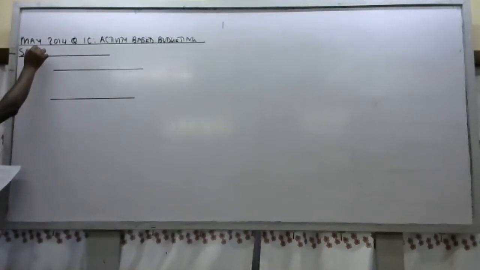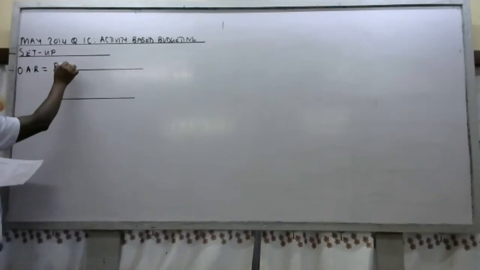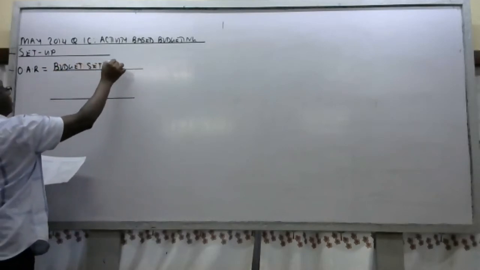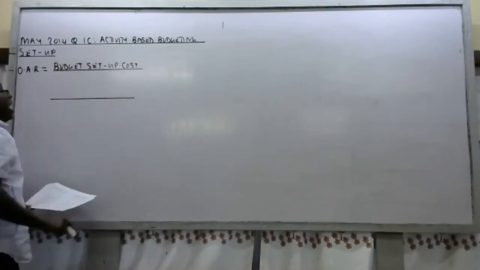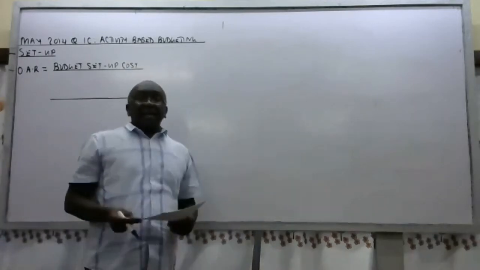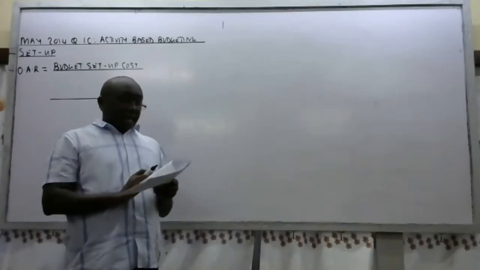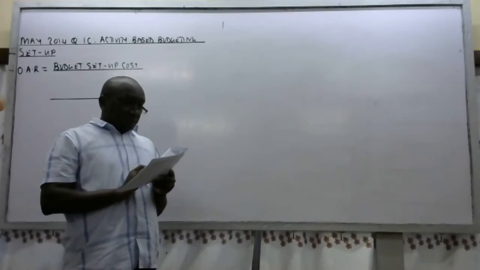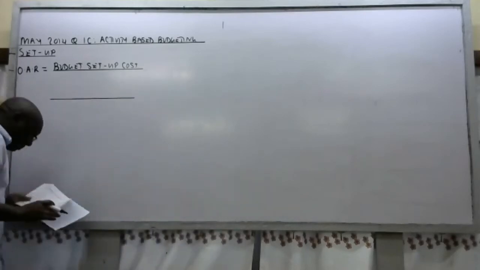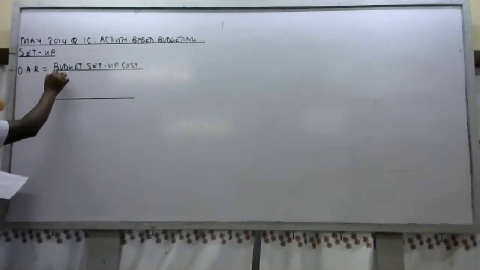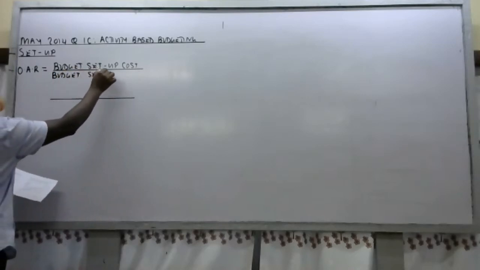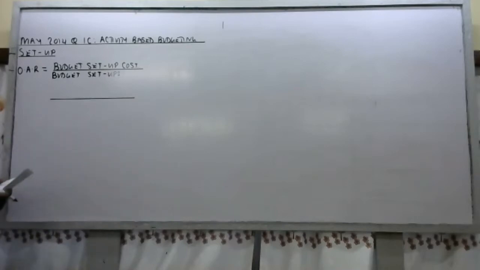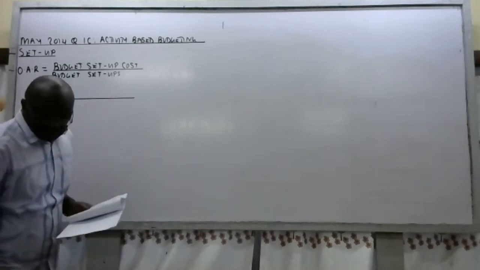Let us start with the setup. For the setup, the OAR will be budget setup costs. You divide by the driver. When you look at the data given, we should use number of setups per batch. So the budget setup costs divided by budget setups.